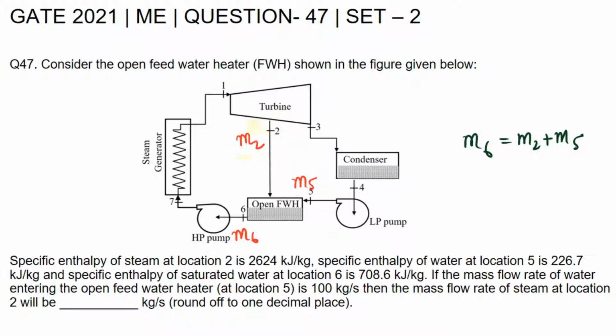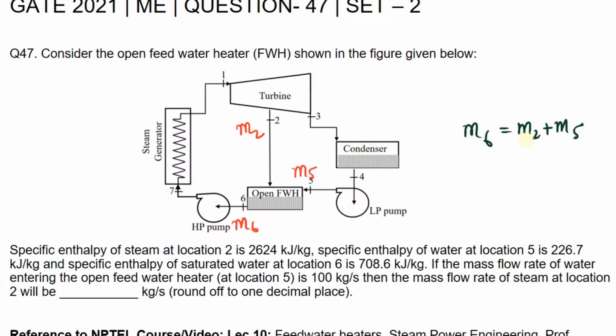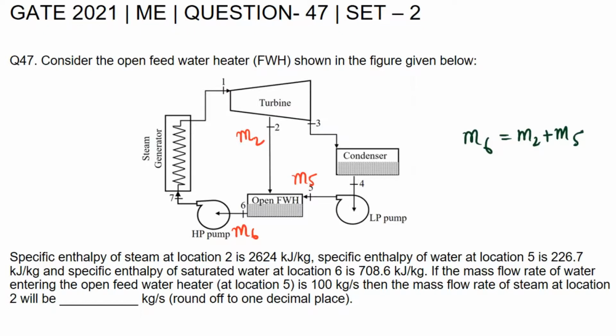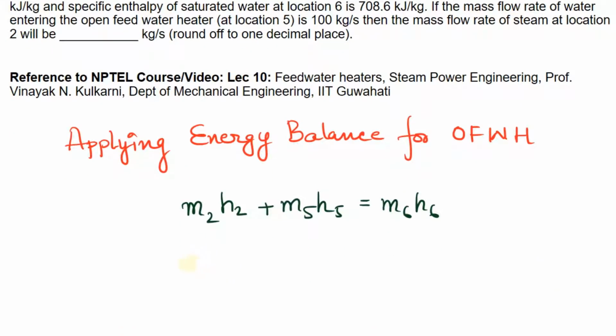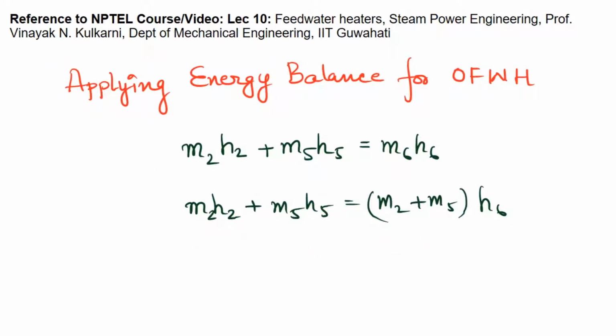Because whatever the mass flow rate is here after it exits the turbine and from the open feed water heater, that mass flow rate is here before it goes to the pump, the high pressure pump. So if we substitute M6 is equal to M2 plus M5 here, this will be equal to M2H2 plus M5H5 is equal to M2 plus M5 into H6, right?